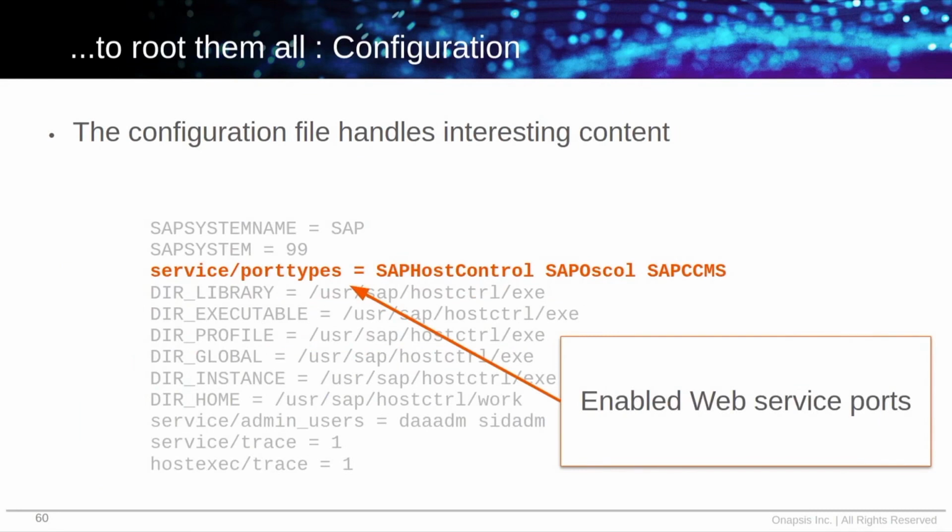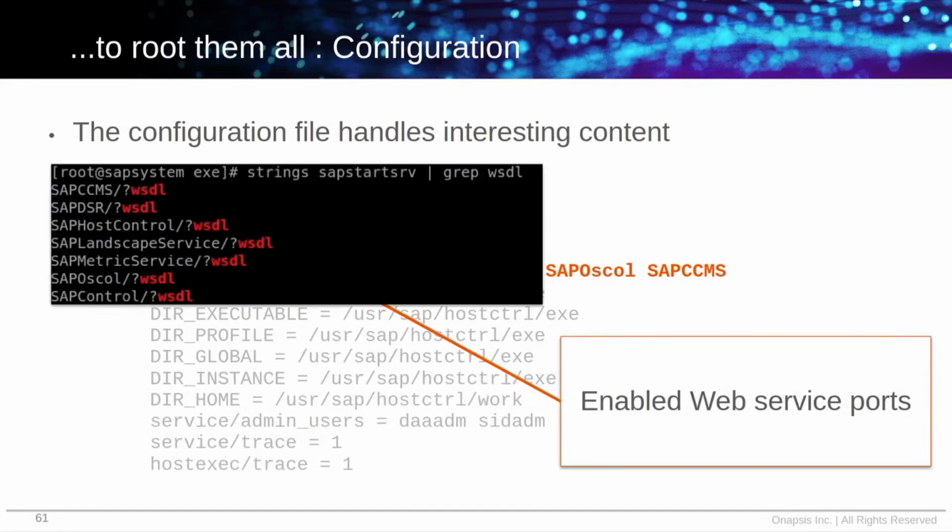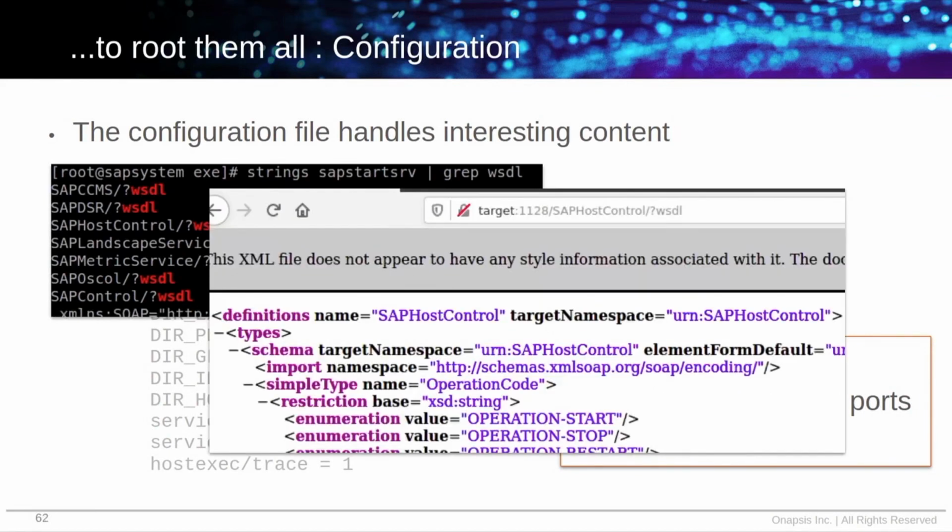Okay, the next interesting parameter in the configuration file is this one, the service port type. The documentation says this is a list of web services exposed by the host agent. So we took a look at the binary, and yes, there are a lot of web services available. And we looked at the port 1128. So 1128 is an HTTP port where we can find all the web services provided by the SAP host agent. And you can call the SAP host agent functions directly using these web services. And of course, everything is authenticated.